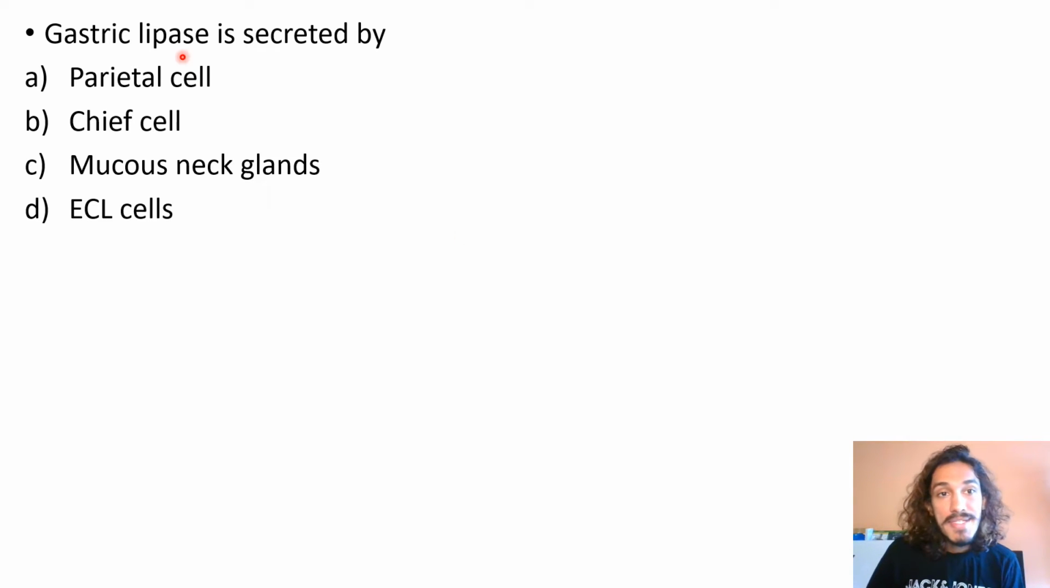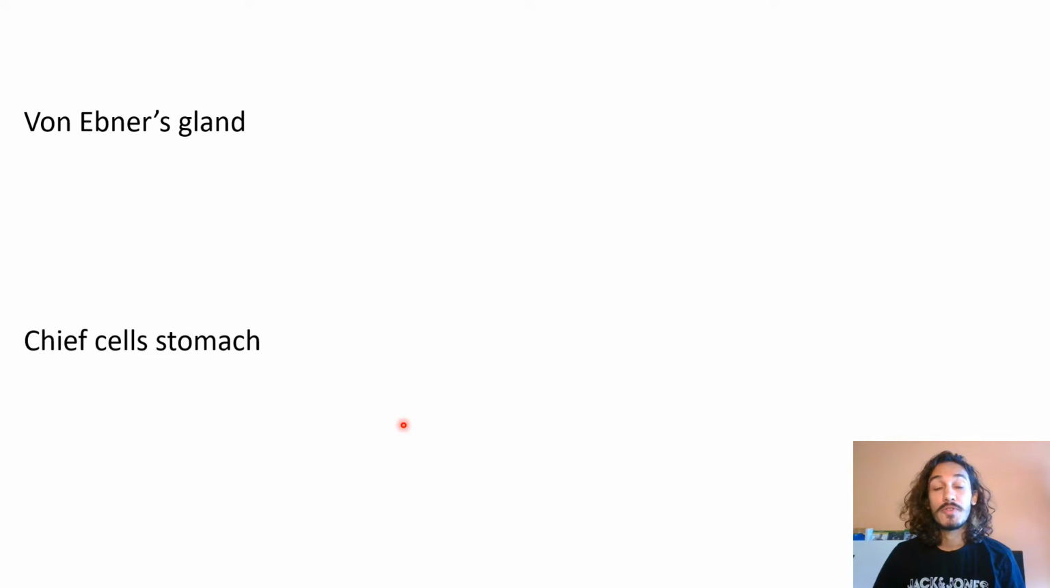So gastric lipase is secreted by parietal cell, chief cell, mucous neck cell, enterochromaffin-like cell. The answer here is your chief cell. So we are talking about lipase. Lipid digestion basically starts in your mouth, and as we go down, it goes into your stomach and then continues in your intestine. The major role is played by the intestine, but a minor role is played by these other things.